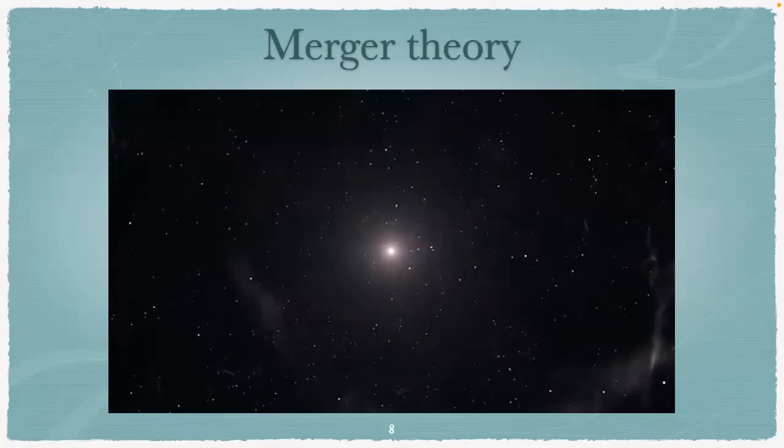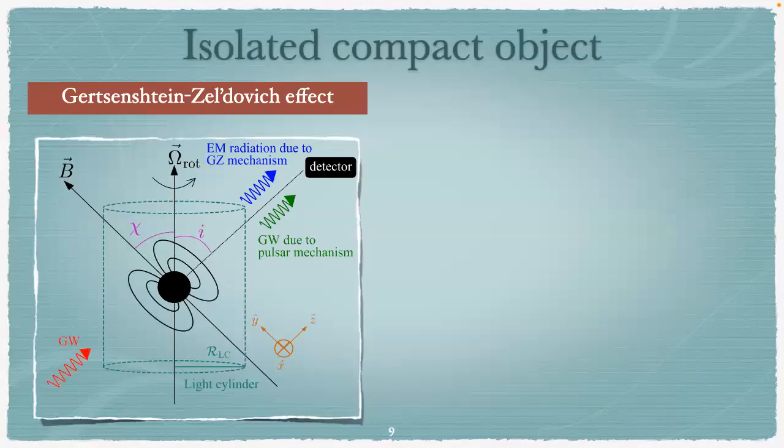What is the second theory that I'm going to talk about, the isolated compact object? I'm just going to describe one particular type of effect, which is called the Gertsenshtein-Zel'dovich effect. There are many different mechanisms here also. What does it say? It's very simple. You have an infalling gravitational wave, and you have a pulsar. A pulsar has some magnetic fields. This is called the light cylinder, where the magnetic fields are mostly confined. And the gravitational wave falls here. It interacts with the background magnetic field, and a part of the gravitational wave can be converted to electromagnetic radiation. How much it converts depends on the strength of the magnetic field, but the effect that gravitational waves convert to electromagnetic radiation through magnetic fields is called the Gertsenshtein-Zel'dovich effect.